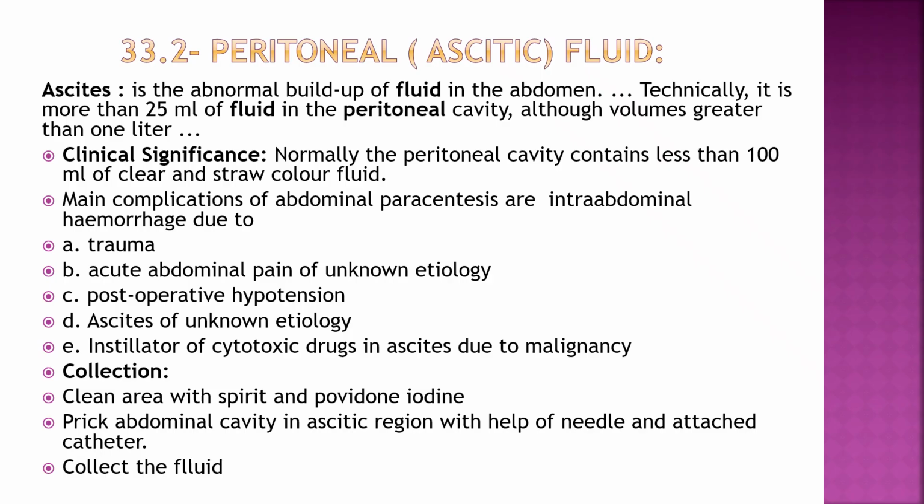In this picture you can see the abdomen has become so big because of the collection of fluid in the abdominal cavity; this is called ascites. The removal of this peritoneal fluid, that is abdominal paracentesis, has to be done because of intra-abdominal hemorrhage, for reasons such as trauma, intra-abdominal pain, post-operative condition, ascites of unknown etiology, or the instillation of cytotoxic drugs in ascites due to malignancy. This ascites may be because of malignancy or low proteins, so we have to find out. Malignancy can be an ovarian tumor.